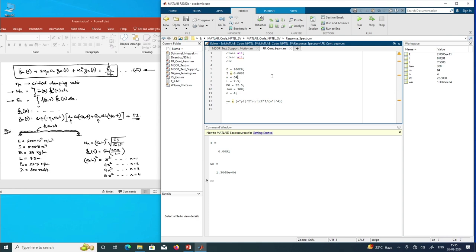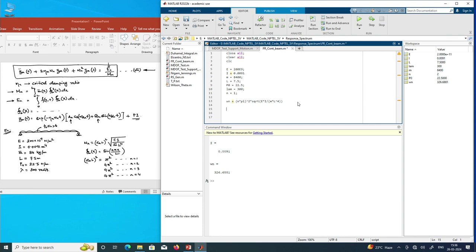Let me just slightly increase, because otherwise this omega n values are very high. So, if we increase this, we can reduce it further. If we increase it more, obviously, the natural frequency will reduce. Okay. Fine. So, now we have the natural frequency.